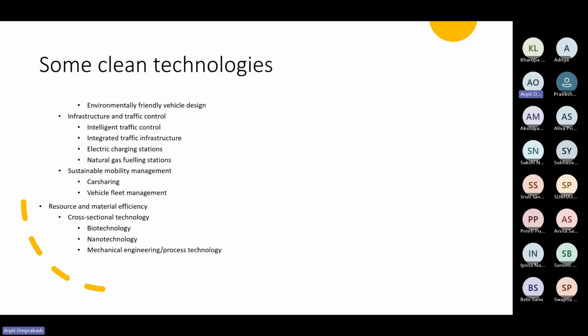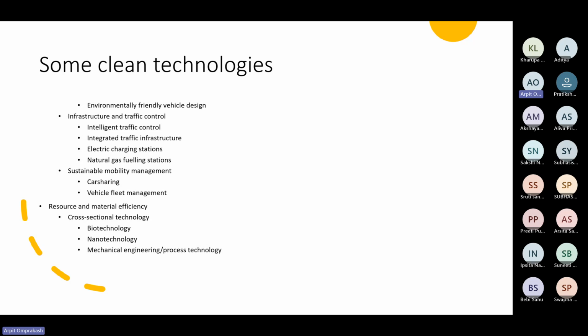Right. Then traffic control infrastructure, such as electric charging stations and CNG refueling stations, so that people adopt these technologies more and more. Then sustainable mobility management, such as carpooling, right?